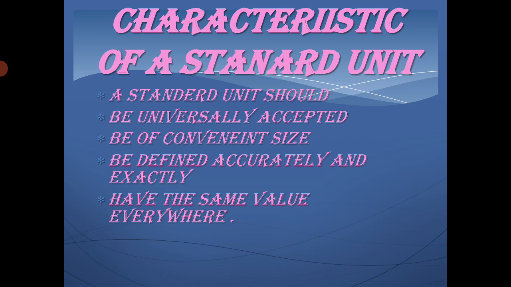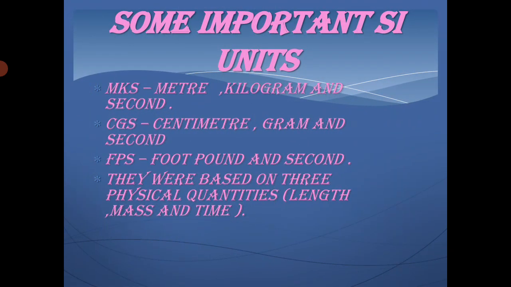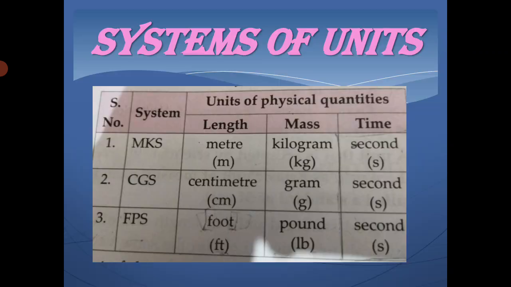So children, before the SI system of units, there were three systems, MKS, CGS and FPS, that were used. MKS means meter, kilogram, second. CGS means centimeter, gram and second. And FPS means foot, pound and second. Before the SI system of units, these units were used, and they were based on three physical quantities. What are these physical quantities, children? I have told you earlier in my previous lecture. They are length, mass and time.